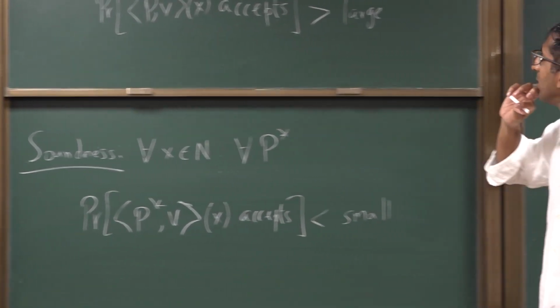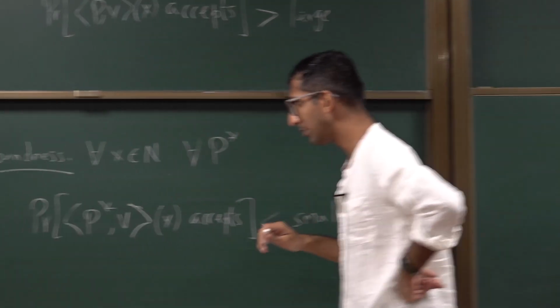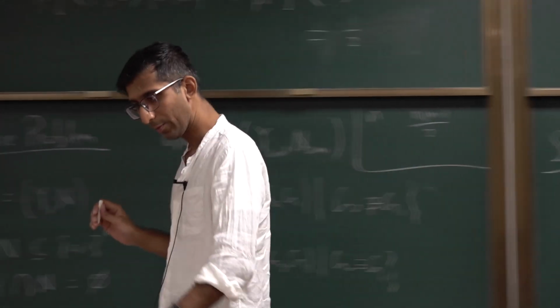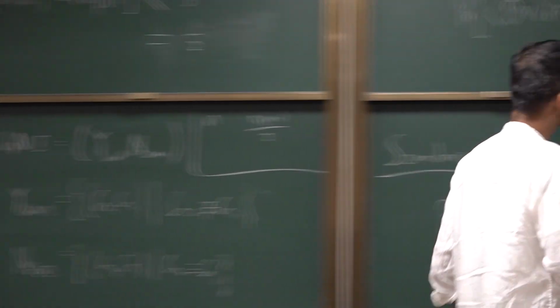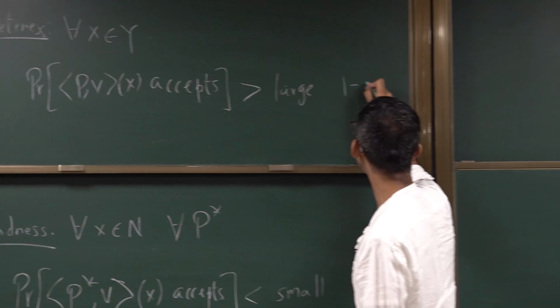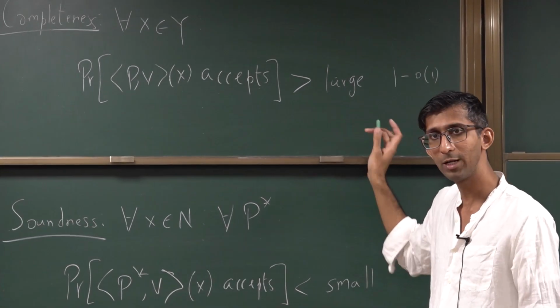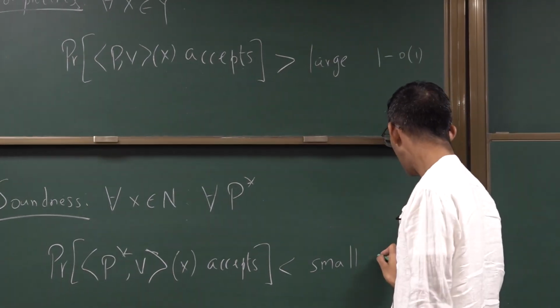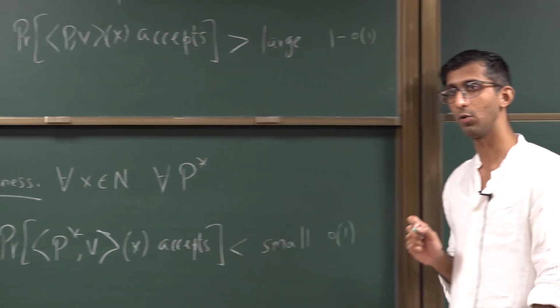And in fact, you can do this more generally as well. So what I'm going to do here is start by writing down what I would really like. I would like this to be something that is very close to 1. Right? And for now, let me just say 1 minus something that is little o of 1. I would like it to be very close to 1. And here I would like this to be very close to 0, so I would like it to be something that's little o of 1.